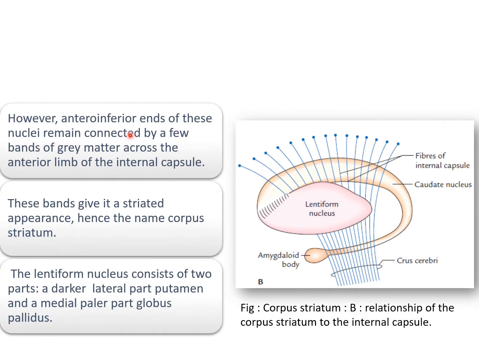However, the antero-inferior ends of these nuclei remain connected by a few bands of gray matter across the anterior limb of internal capsule. These bands give it a striated appearance, so its name is corpus striatum. The lentiform nucleus consists of two parts, a darker lateral part which is putamen and a paler medial part that is known as globus pallidus.